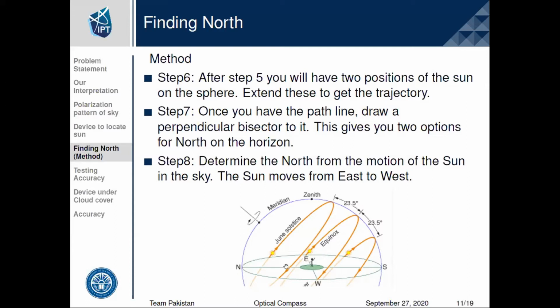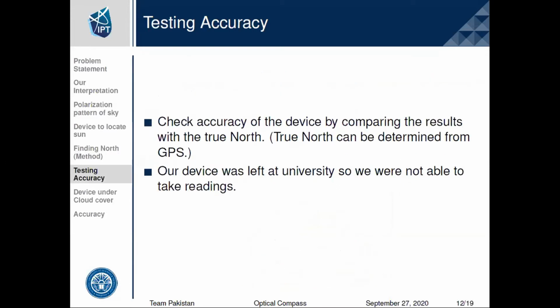One is going to be north and one is going to be south, and depending on which hemisphere you are in, you can find out exactly which one is north and which one is south. Then you can determine north from the motion of the sun in the sky, and the sun moves from east to west. For the accuracy, we can check the accuracy of the device by comparing the results with the true north, which can be determined from GPS or any other source.